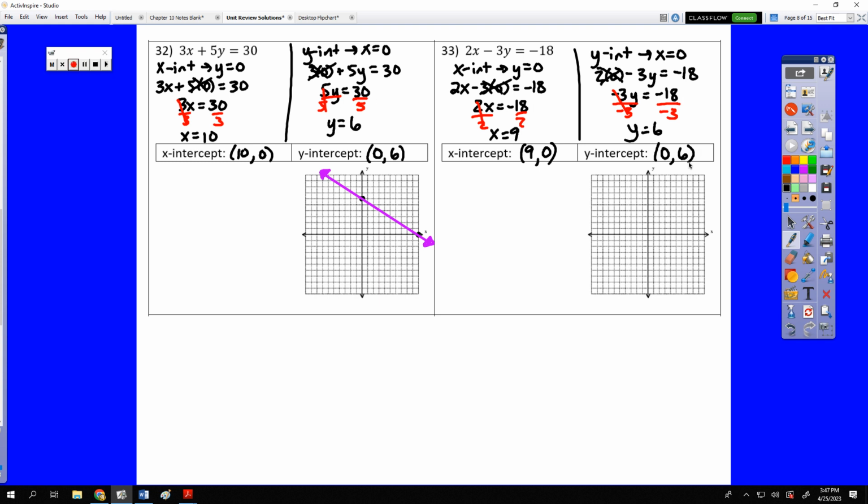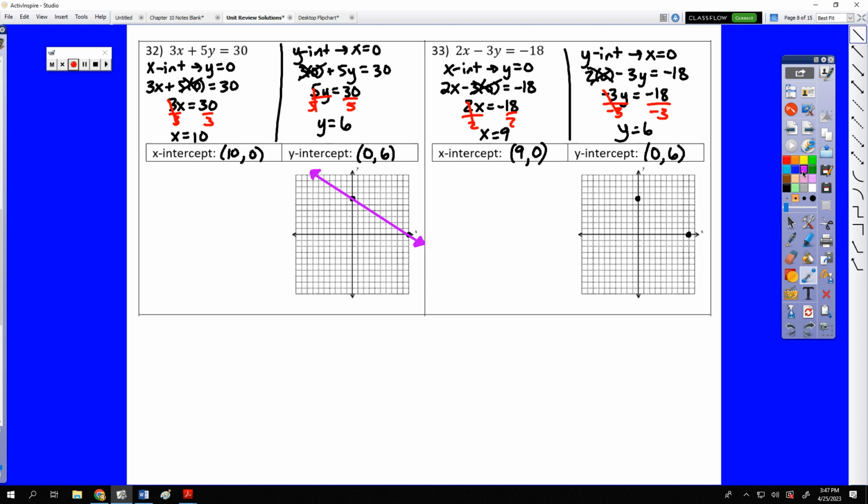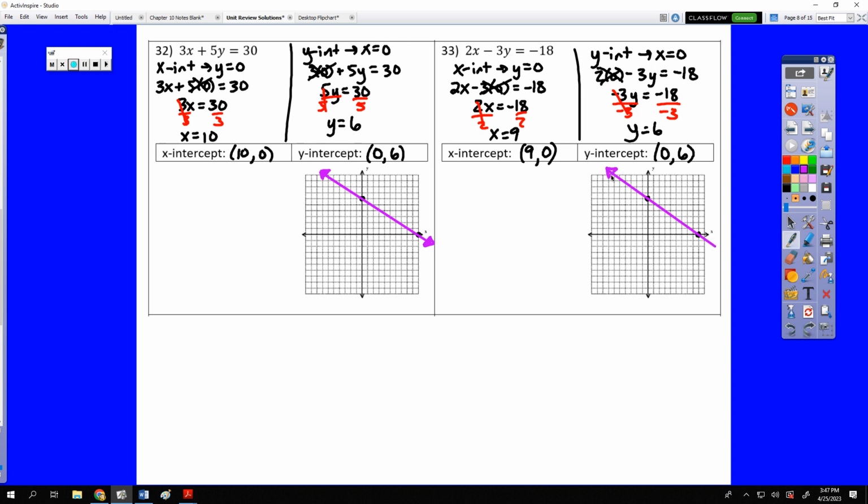We would then graph those points. (Negative 9, 0) is 9 units to the left of the origin, and (0, 6) is 6 units above the origin. And we would draw our line through those 2 points. So there's our fourth example. 2 to go in this section, in this video.